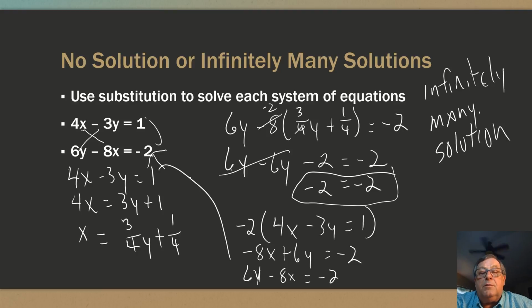So either way, whether I use substitution or whether I really just took a few moments and looked at those equations and said, what happens if I multiply that top equation all by -2? Or I could have multiplied the bottom equation by -1/2. And if I did, I'd end up with 4x minus 3y equals 1. So as normal, there's often more than one way to skin the cat. But the cat's been skinned in this case, and there's infinitely many solutions.